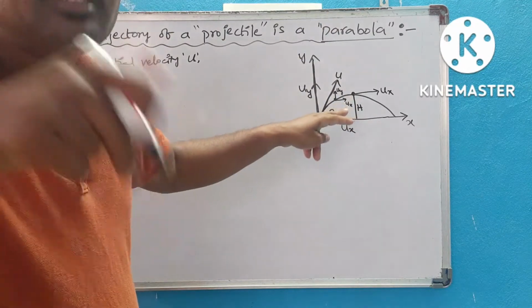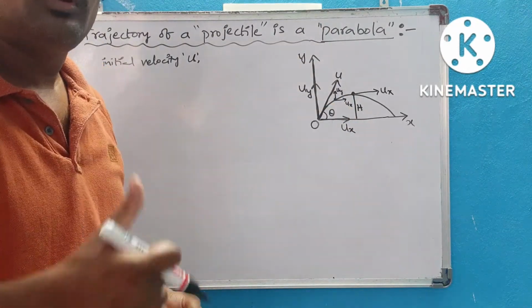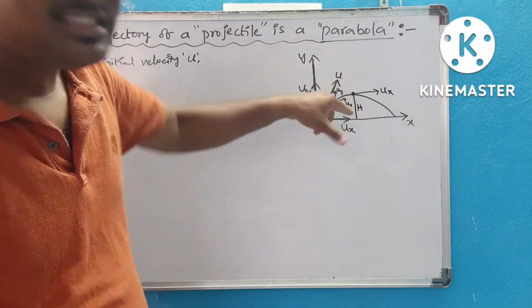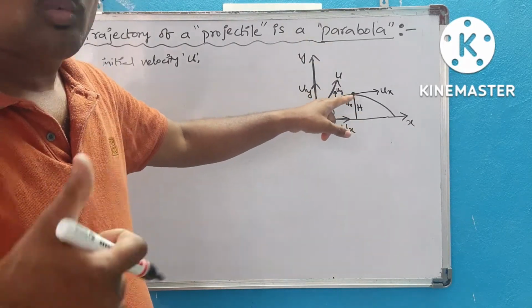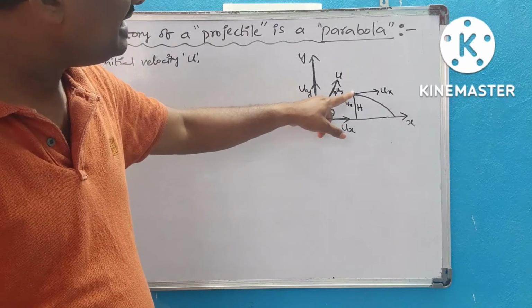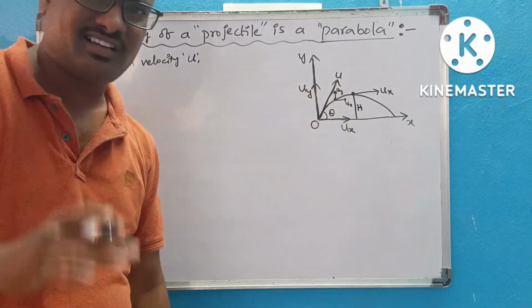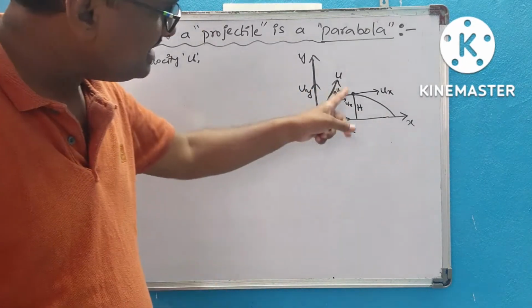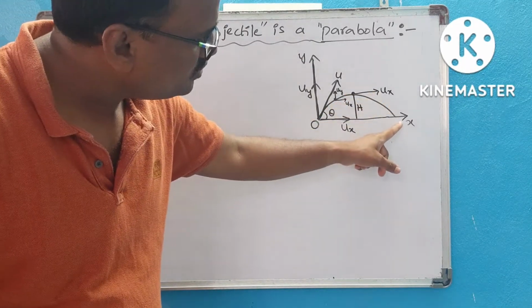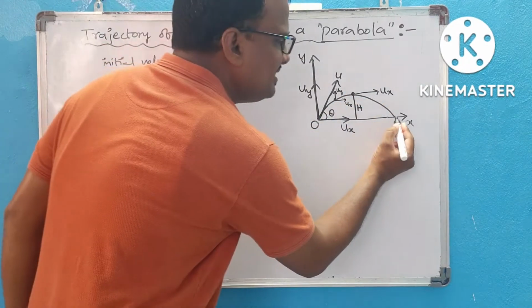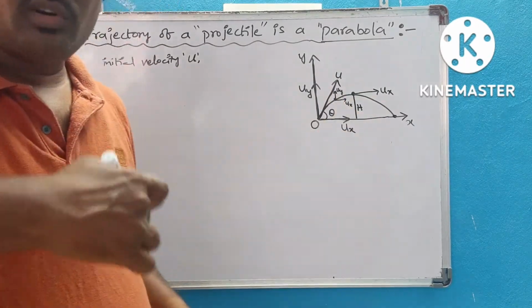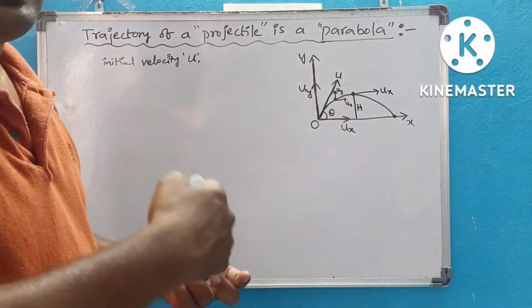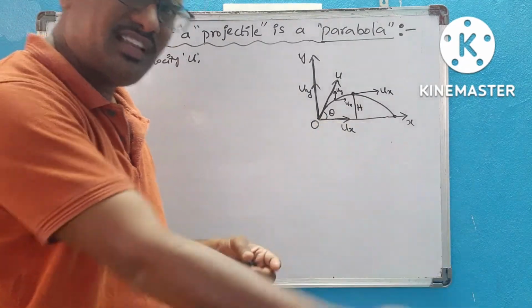Why? Because that is the maximum point. It doesn't move in the upward direction. So that's why there is no vertical component. Only at the maximum point it has just the horizontal component. From this maximum point to the falling point, the height of the projectile gradually decreases.